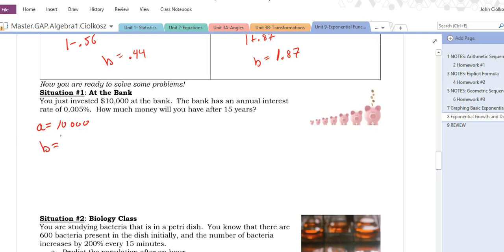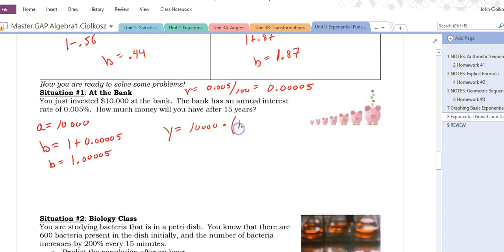To figure out my base, let's say I invested money and I'm making money. That means I'm going to be adding, so it's 1 plus. Now, this is tricky. They did put a percent here, so first I'm going to divide that number by 100. For my R, my rate that's changing, always remember you divide it by 100 first. That is what we're plugging in here to find our base. So for my equation, y equals A times our base.